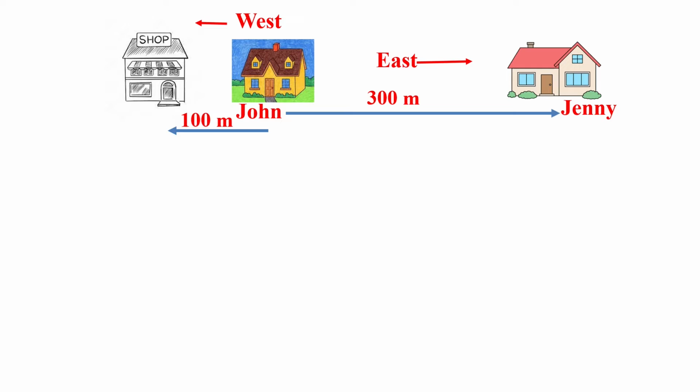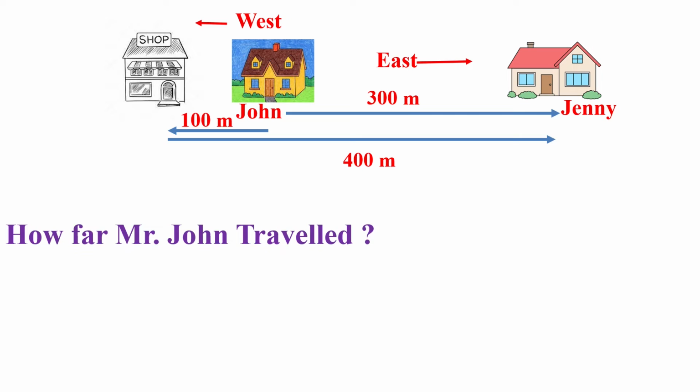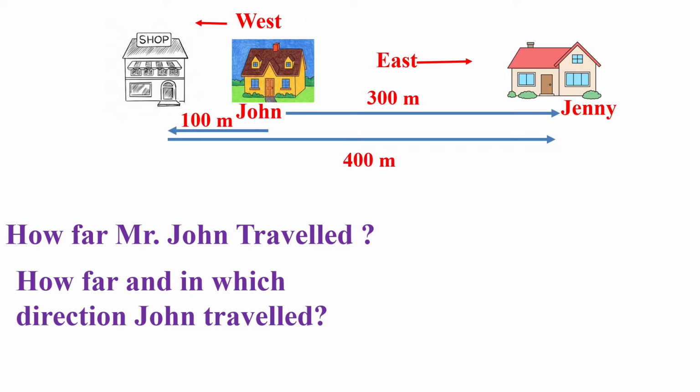And he took some flowers and a gift from the shop, and then he returned and went to Jenny's house, and he gifted it to Jenny, traveling 400 meters from the shop to Jenny. Now the question is, how far did Mr. John travel? That's one question. Another question is, how far and in which direction did John travel?